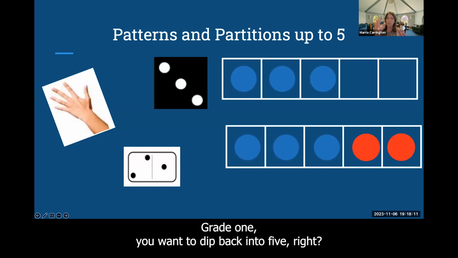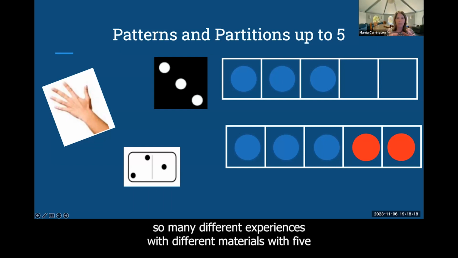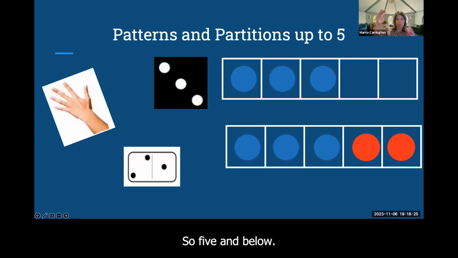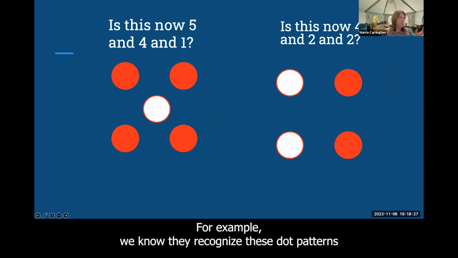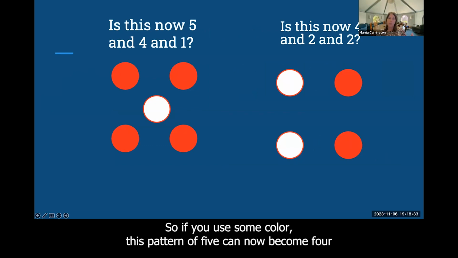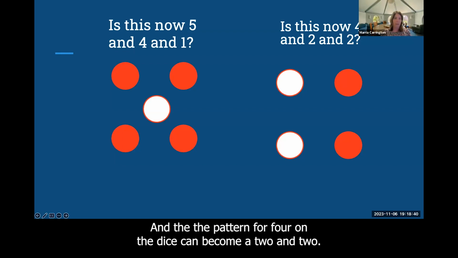In grade 1, you want to dip back into 5, right? And in kindergarten, you're giving them so many different experiences with different materials with 5, and not just 5, but with 4, with 3, so 5 and below. For example, we know they recognize these dot patterns pretty quickly if they've had experience. So if you use some color, this pattern of 5 can now become 4 and 1 by just adding some color contrast to it. And the pattern for 4 on the dice can become a 2 and 2.